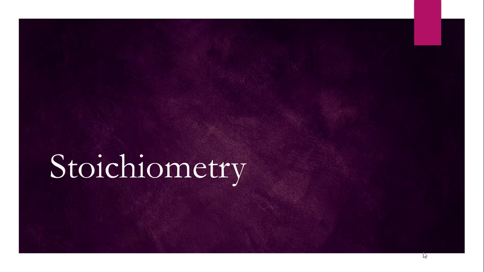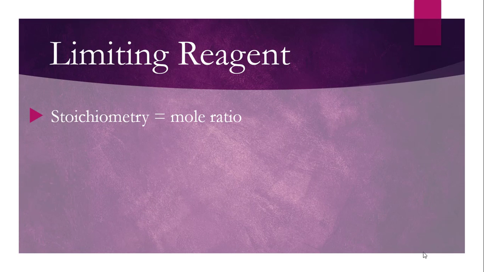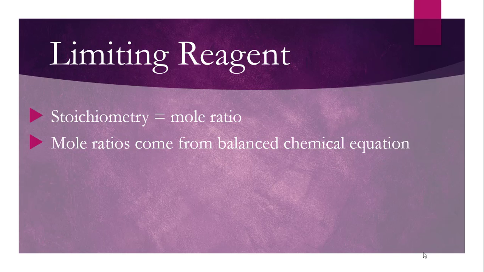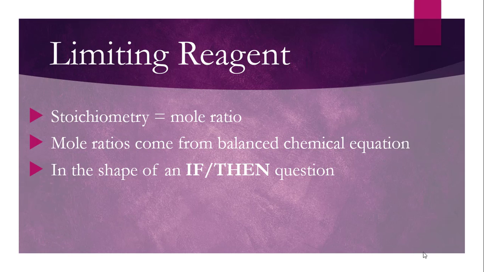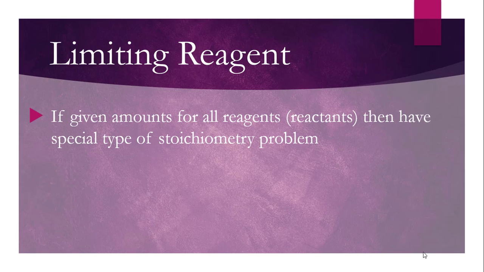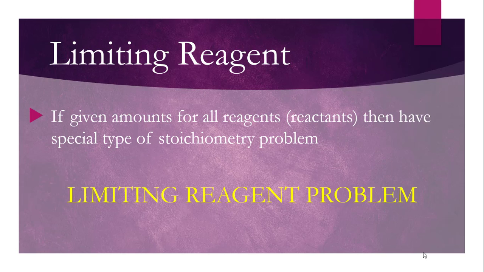Continuing on stoichiometry, we're going to deal with a problem called limiting reagent. The basics: stoichiometry is a mole ratio. The mole ratios come from a balanced chemical equation, and it is in the shape of an if-then question. However, if you are given an amount to start with for all the reagents present, then you have a special type of stoichiometry problem, and this is called a limiting reagent problem.